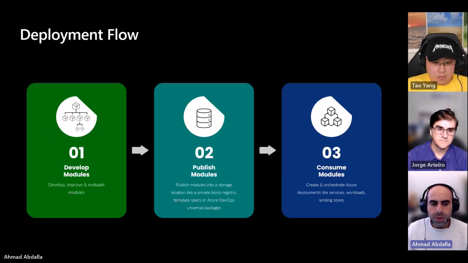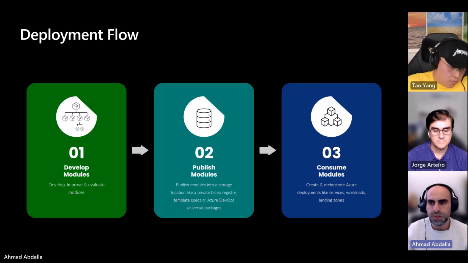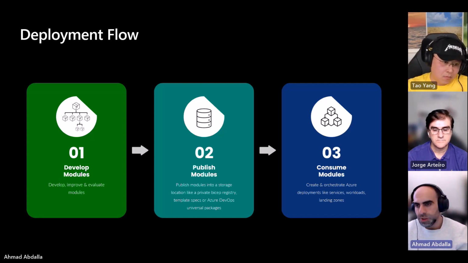So the sequencing of events in CARML is the development phase, which is where you go in and evaluate and deploy and test modules, right? And then we publish. So once the modules are developed, they're tested, they get published, and the publishing outputs could be your own private Bicep registry, your own Azure DevOps universal packages artifacts, or you could deploy those to template specs, so that you could have customers who want to use template specs, for example, instead of Bicep registry. And then that last phase here is the consumption phase.